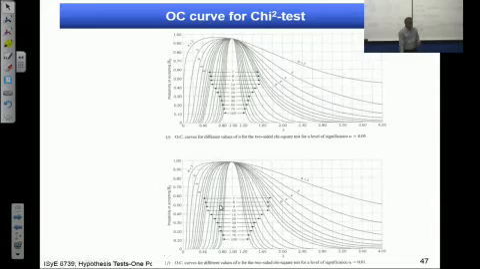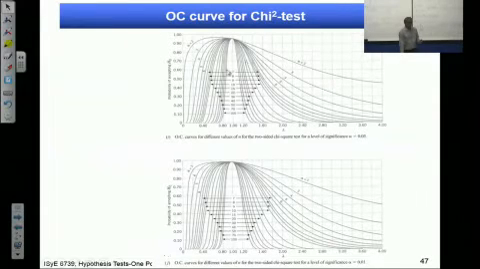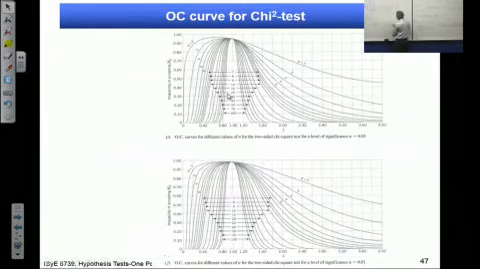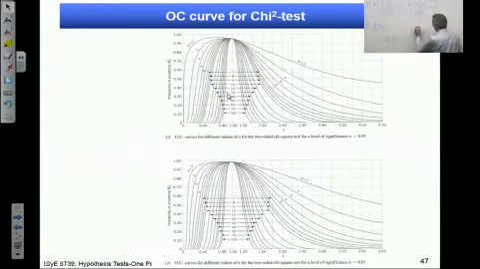But for this guy, you can see, basically for the chi-square test, the direction does matter. Okay? So your OC curve for the right direction and left direction is different. By the way, for the chi-square test, this is the hypothesis that we are using, if you remember.